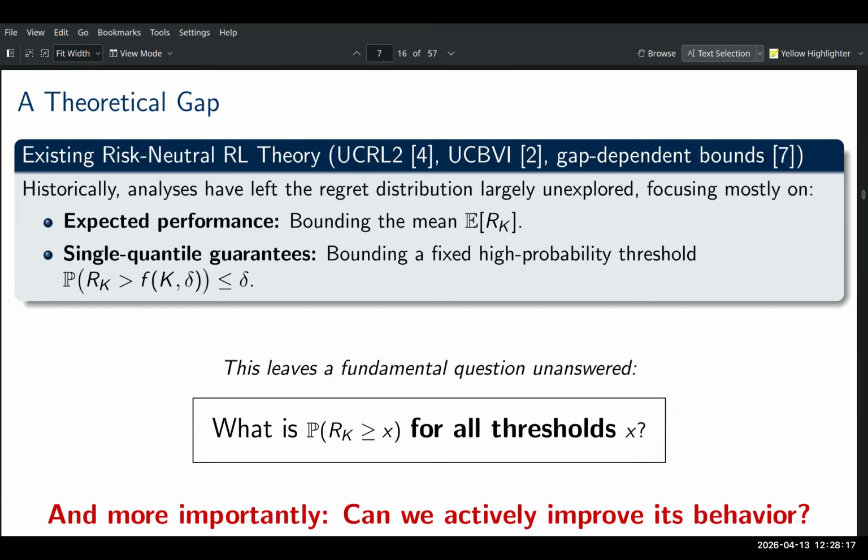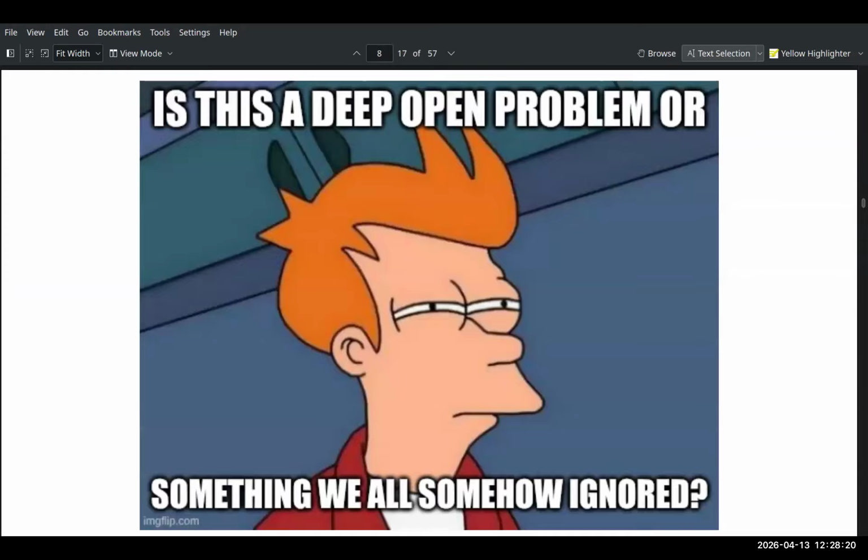And this bugs me, and this is the perfect meme to describe how I feel. I still have no idea whether this is a deep question or something that everybody had missed. And I'm leaning more toward the deep question, because people have only just recently started to look at this problem in the multi-armed bandit. So the story is that we found this gap and we wondered why no one has worked on this, and why everybody is only interested in a specific quantile.